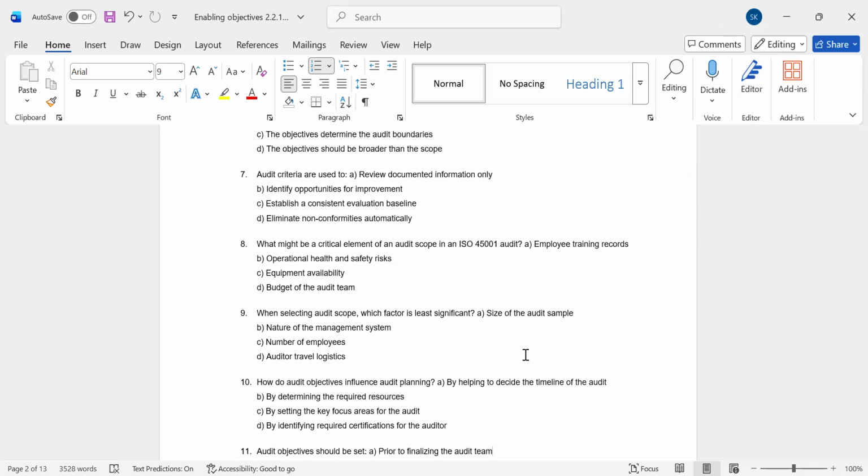Audit criteria are used to: A. Review documented information only. B. Identify opportunities for improvement. C. Establish a consistent evaluation baseline. D. Eliminate non-conformities automatically.